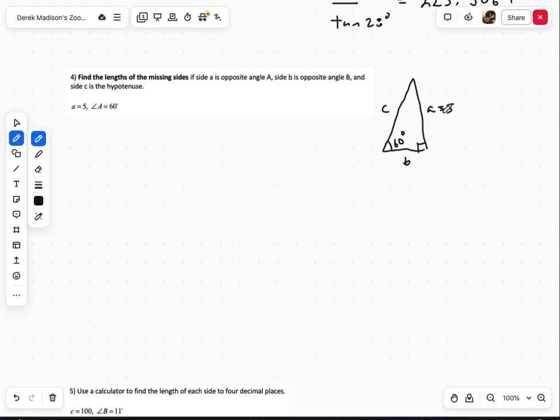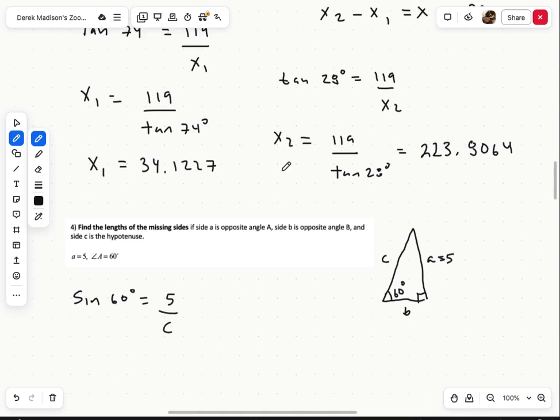So I know an opposite, and I want to find either of these. Again, sine and tangent are probably going to be the useful ones. Once I have the adjacent side, I could use cosine as well if this number came out nice. But just looking for a place to start, I started with sine of 60 degrees is going to equal the opposite, which is 5, over the hypotenuse, which is C.